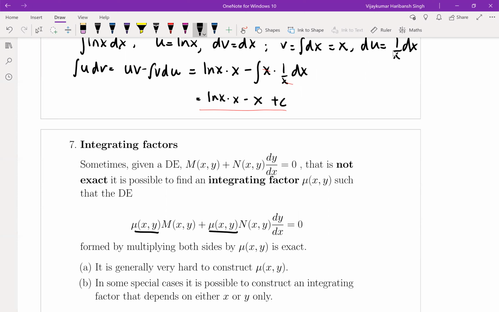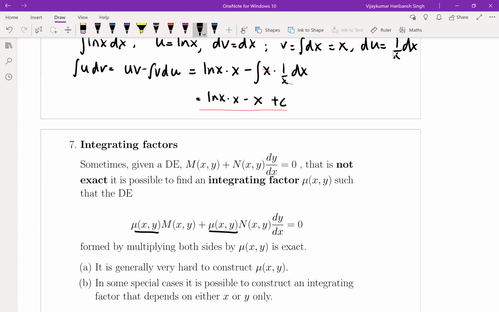In general, this mu of x,y may be difficult to find, but in some cases it's very easy to find. So we'll focus mostly on those cases. Note that for these kinds of differential equations, we have been developing tools. For first order differential equations, we have developed the tool of separable differential equations, and how to integrate the first order linear differential equation. There are special cases here.